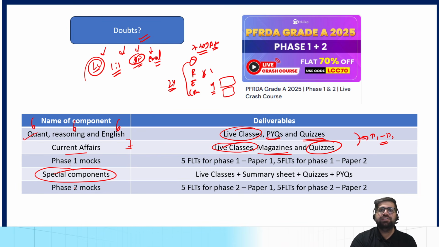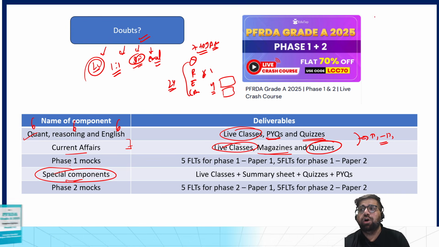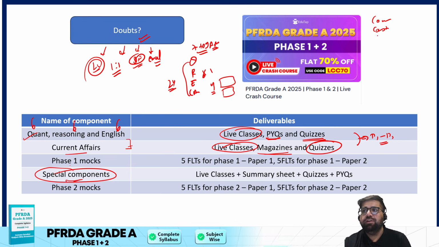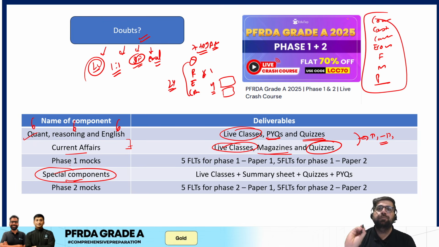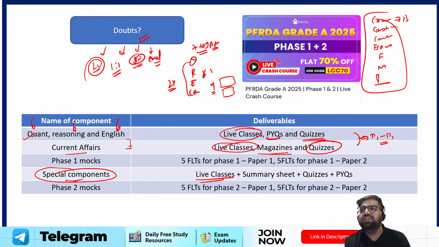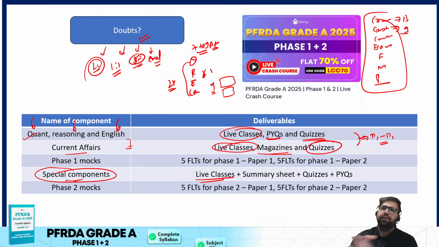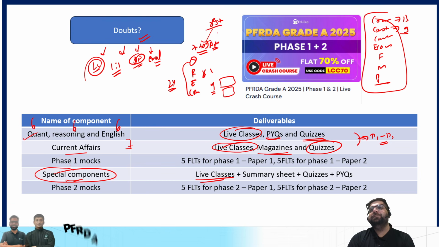Then comes your special components. I will come to the mocks a bit later, but let's talk about the special components. By special components, I mean commerce and accounts, costing, Companies Act, economics, finance, management and pension. For all these 7 components, you are again getting live classes. For commerce and accounts there are 13 classes, and for costing there are 9 classes. If you total the live classes in this course, they are more than 85, including the Phase 1 Paper 1 classes.